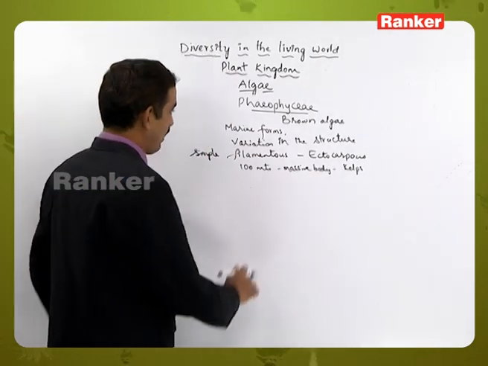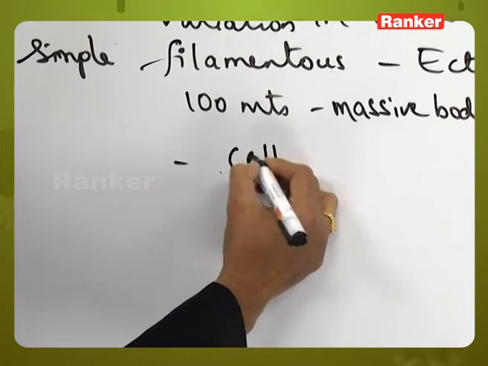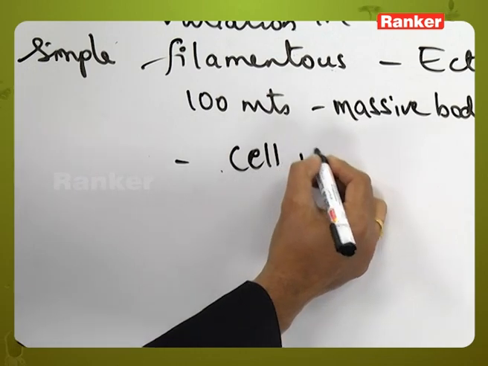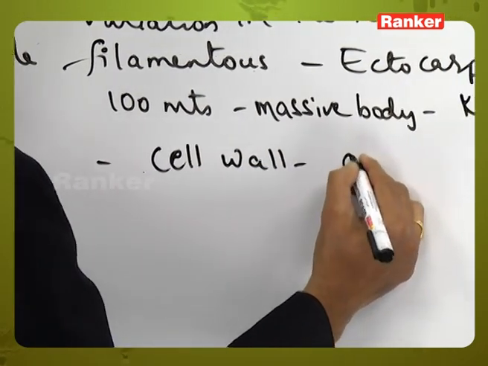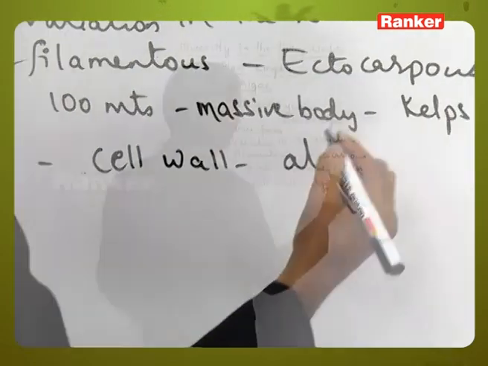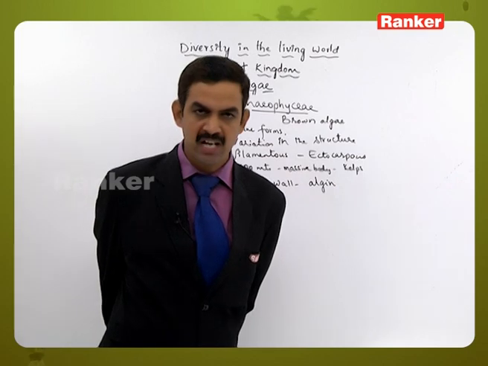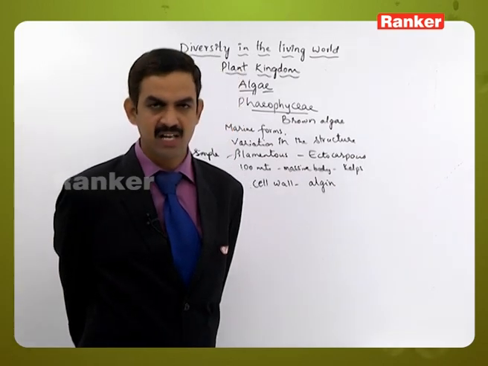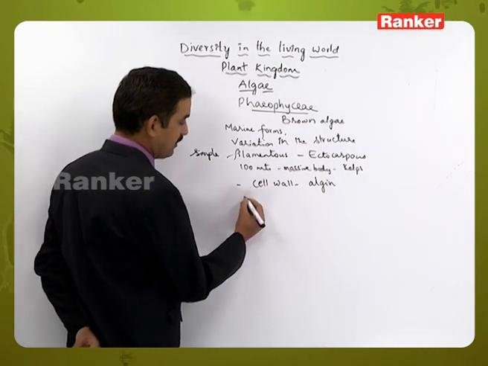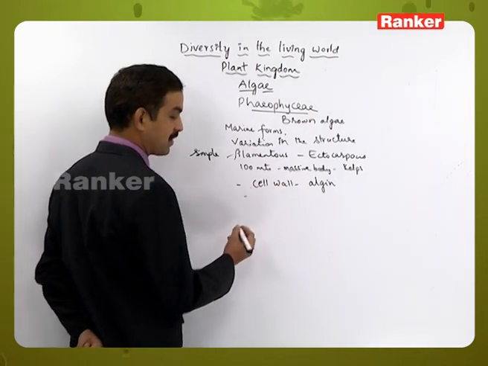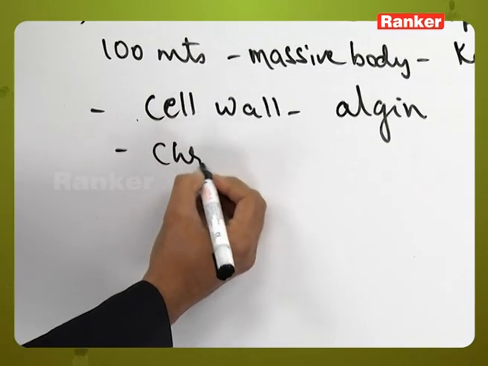In these members, the cell wall contains a special chemical called algin. Apart from the cellulose, they contain one more additional layer above that cellulosic cell wall, that is called the algin wall. Then the other characteristic feature is that they have chromatophores in them.